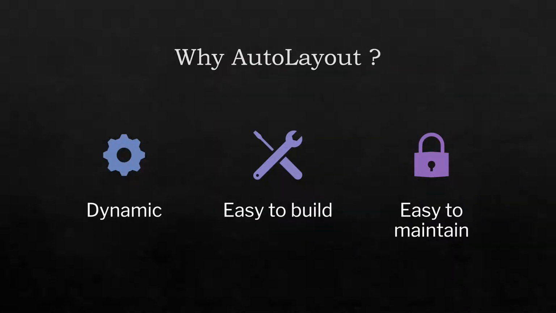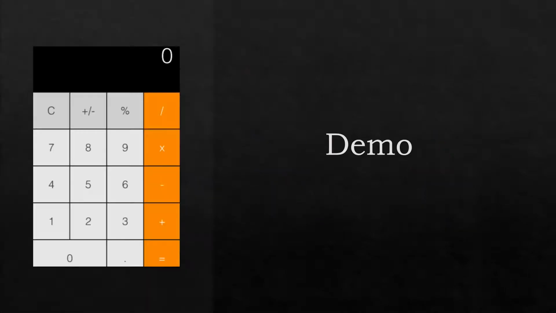Now, why do we need to use AutoLayout? Because it is dynamic, it is easy to build, and it is easy to maintain. We will show all of these features through the following demo tutorial that I will show. Now let's move on to our demo of a basic calculator app.